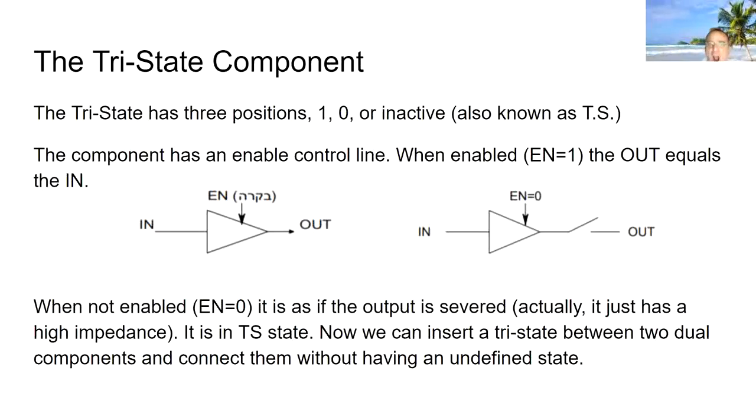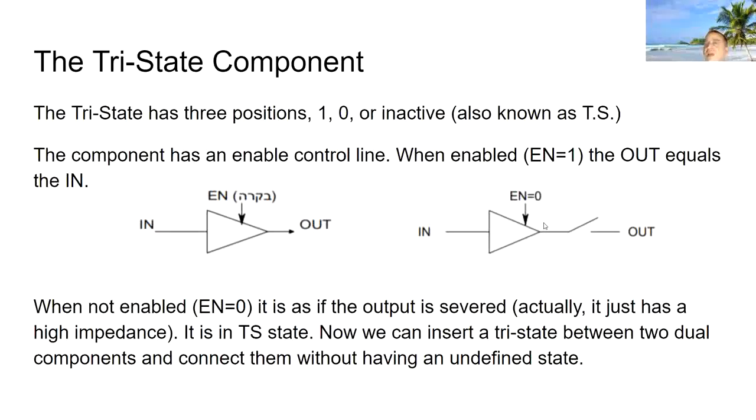So now, that's all it is. Basically, if this input is a one, then the output will be a one. If this input is a zero, the output will be a zero. Unless the enable is zero, in which case the output will be disconnected. I won't even call it zero, I'll call it disconnected. It's physically disconnected. It doesn't matter what the input is.